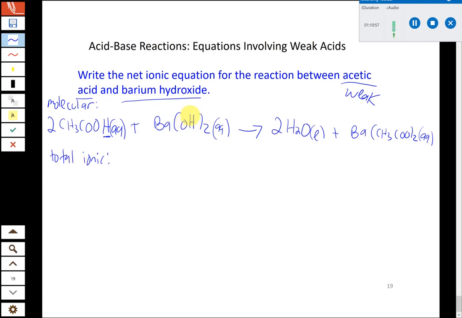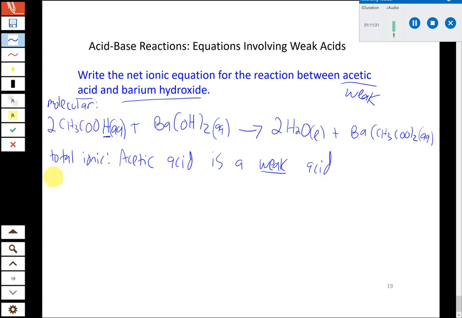Our base in this case is strong. Any of these hydroxide salts is going to be a strong base, but acetic acid, as you'll recall, is a weak acid. And so that means when we write the net ionic and total ionic equations, we don't want to separate acetic acid into ions. Weak acids do not completely dissociate. They're mostly going to be intact. So for an ionic equation, we don't want to separate this. We just want to leave it as is. So because acetic acid is a weak acid, that's going to determine that we don't separate it into H+ and anions on the left side of the equation.